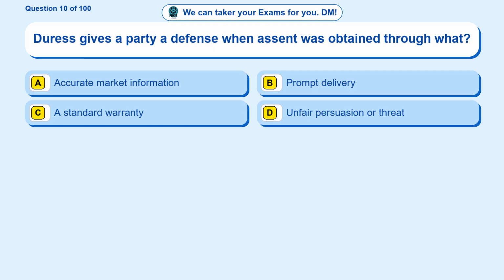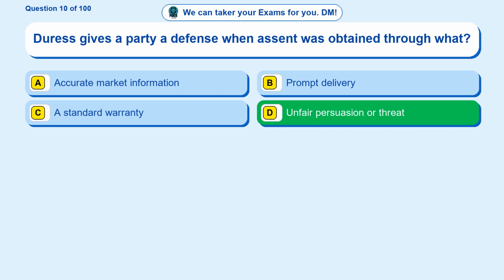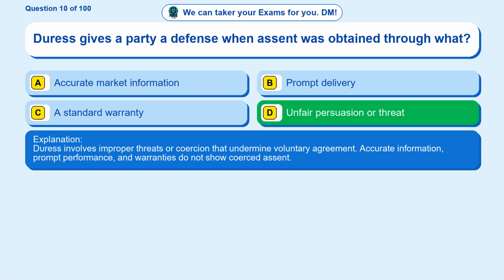Question 10. Duress gives a party a defense when assent was obtained through what? Option A. Accurate market information. Option B. Prompt delivery. Option C. A standard warranty. Option D. Unfair persuasion or threat. The correct answer is option D. Unfair persuasion or threat. Duress involves improper threats or coercion that undermine voluntary agreement. Accurate information, prompt performance, and warranties do not show coerced assent.